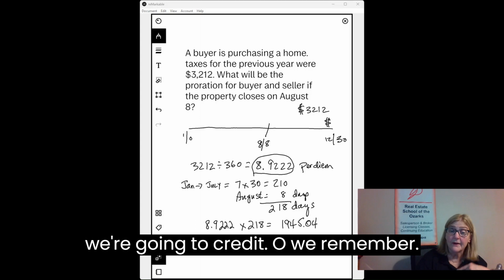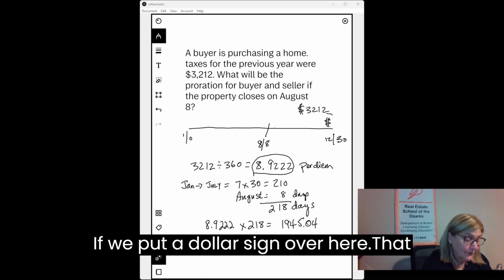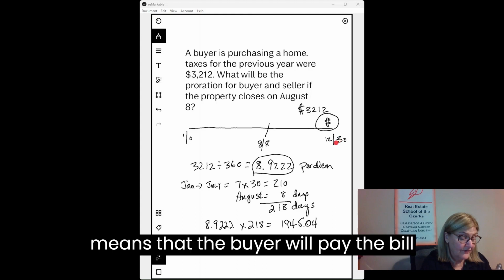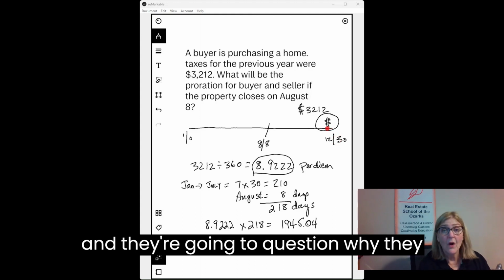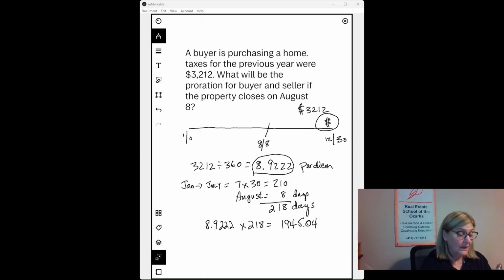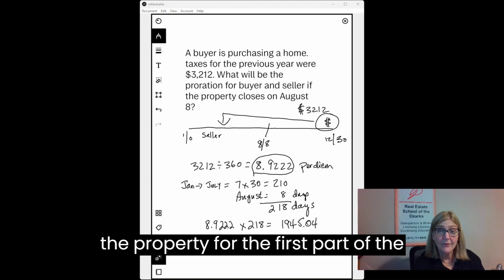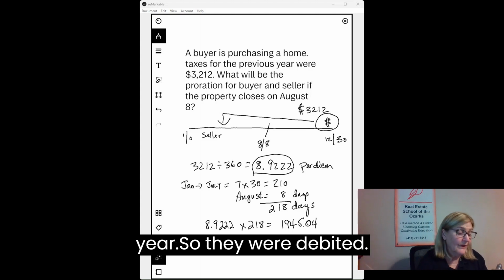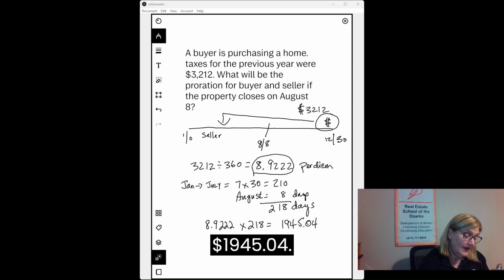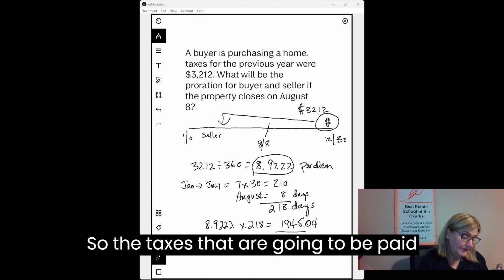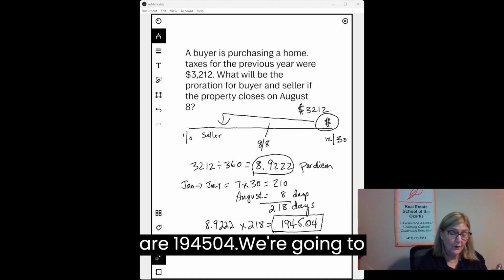So if they're asking the proration for the buyer and the seller, now we have to say who we're going to debit and who we're going to credit. So we remember, if we put a dollar sign over here, that means that the buyer will pay the bill and they're going to question why they paid the bill for the whole year. And then you're going to remind them, oh, no, at closing, the seller paid for the time period that they occupied the property for the first part of the year. So they were debited $1,945.04. So the taxes that are going to be paid are $1,945.04.